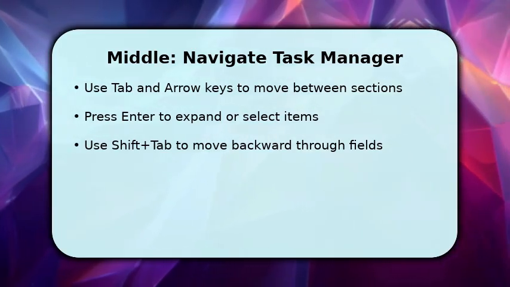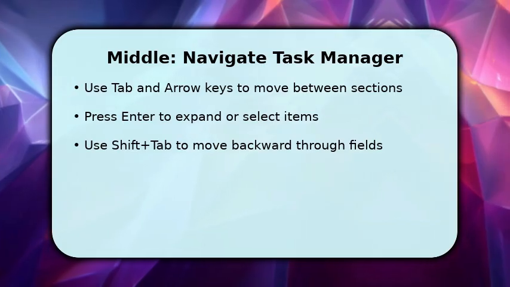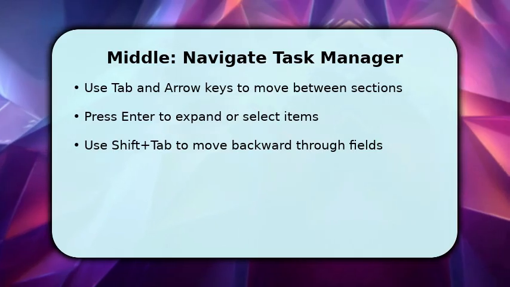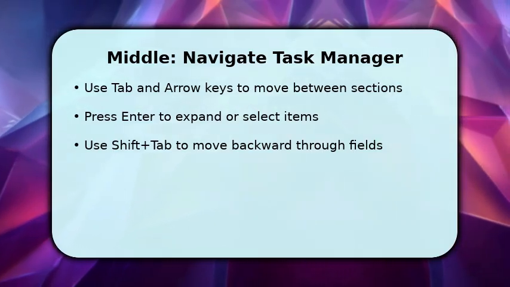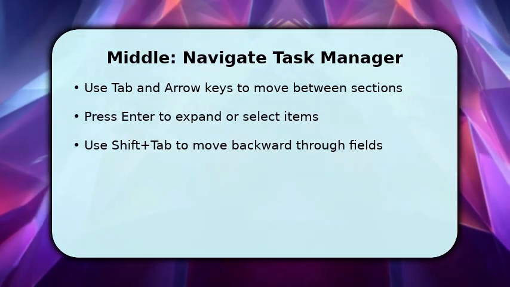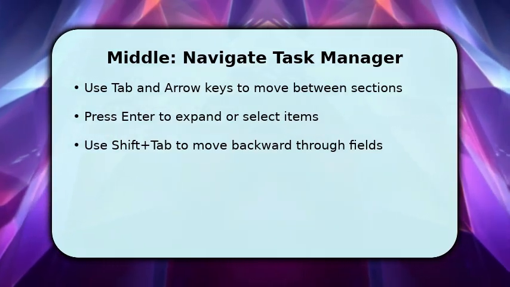Press Enter to open Details or End Task. Pressing Alt plus D jumps to the Details tab for advanced controls. When you need to go back, use Shift plus Tab. These keys let you safely end unresponsive apps and investigate resource hogs efficiently.